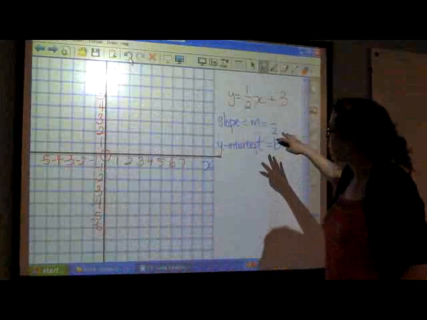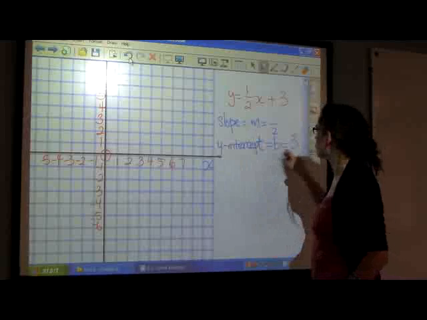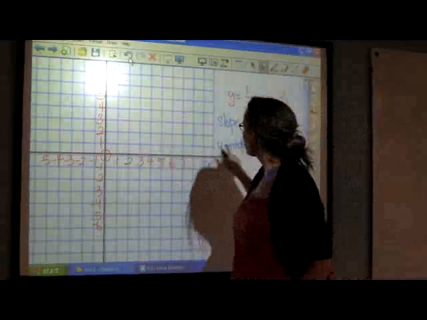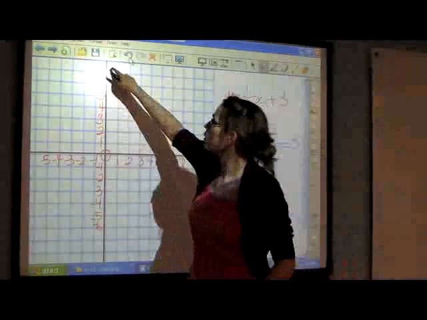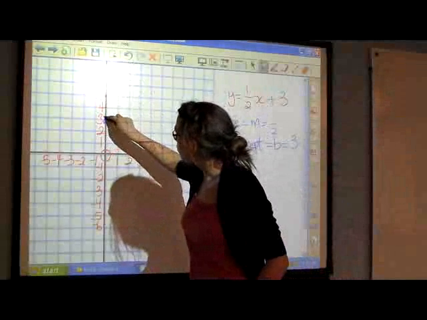To draw ourselves the graph of our line, we want to follow these steps. Our y-intercept is 3. So what we need to do is, because it's the y-intercept, we're going to go on our y-axis, look to where the 3 is, and draw a big dot right there.